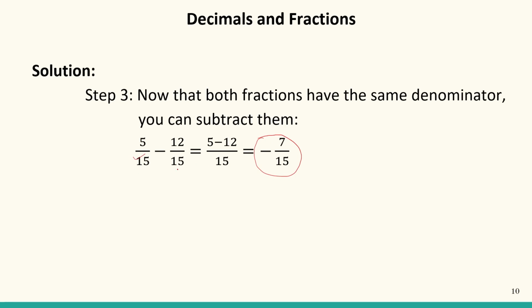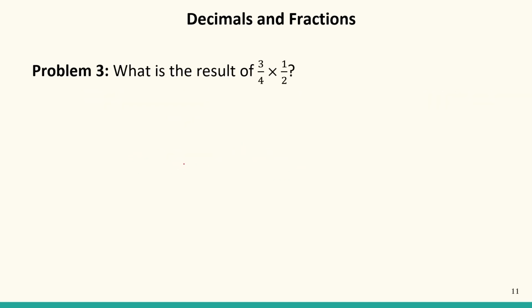Now let's go to the next question. Question number 3 tells us to find the result of 3 by 4 multiplied by 1 by 2. So 3 by 4 into 1 by 2. What we can do here is directly multiply the denominators, 4 into 2, and directly multiply the numerators, 3 into 1, which is equal to 3 by 8. So we got the answer 3 by 8. This can't be further simplified.